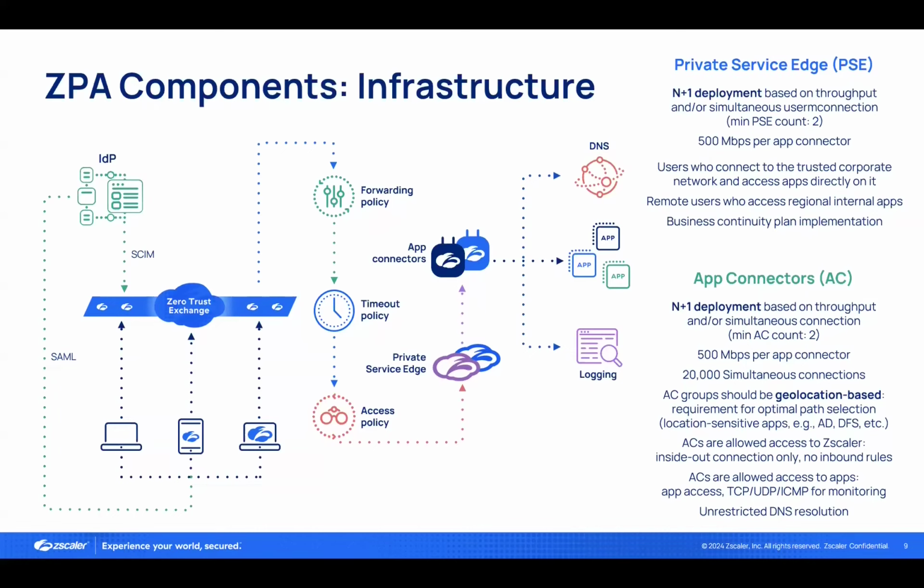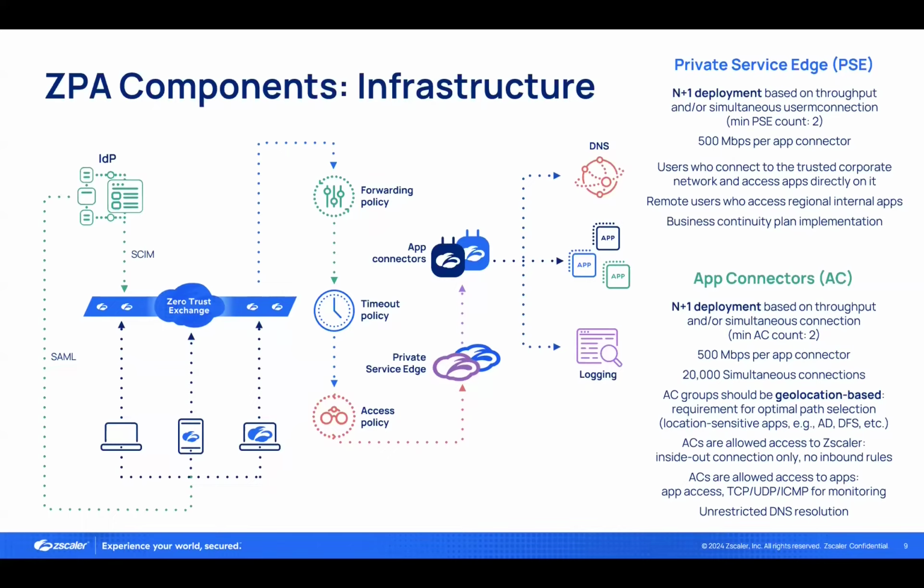An important consideration, both for private service edge and app connector deployment, is that these follow an N+1 deployment model. Both the PSEs and app connectors have a defined throughput. You should size the number of PSEs or app connectors deployed to the expected throughput based on the number of users you have, the connections you're expecting, and the amount of traffic that needs to be routed through these components.